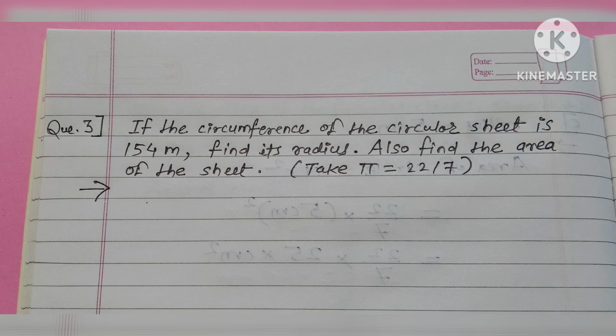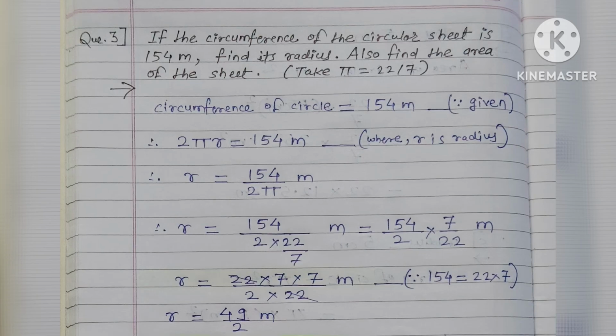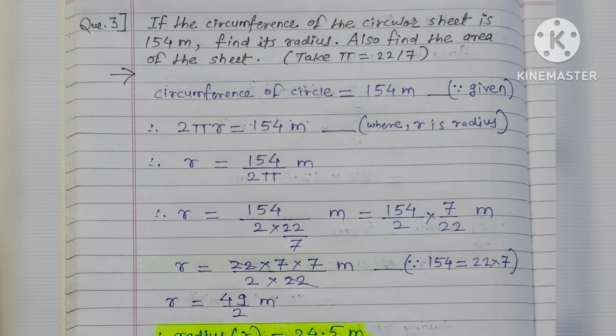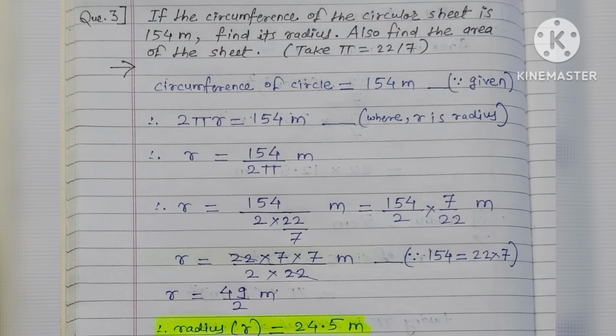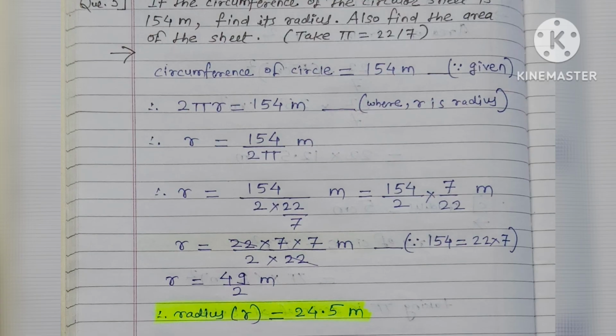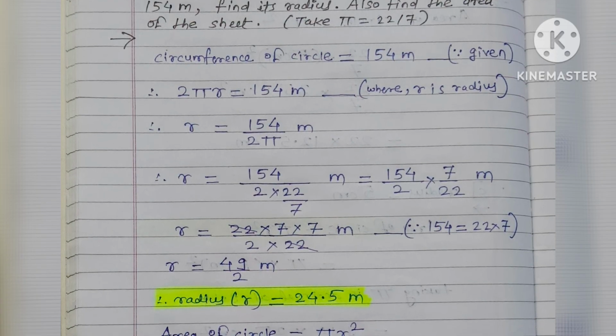So question number 3: if the circumference of the circular sheet is 154 meter, find its radius. Also find the area of the sheet and take the pi value as 22/7. So let's understand that the circumference of a circular sheet is also called the perimeter of the circular sheet, and here the sheet is in the shape of a circle, so we are going to use the formula of circumference or the perimeter of the circle and also the area of the circle to find out both.